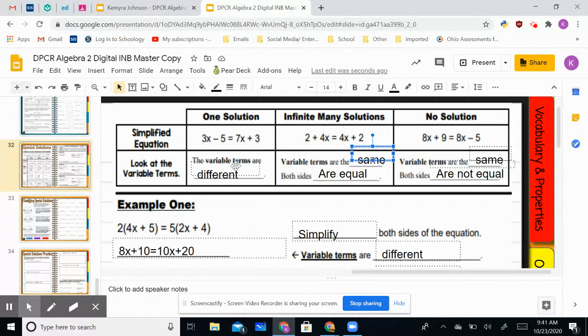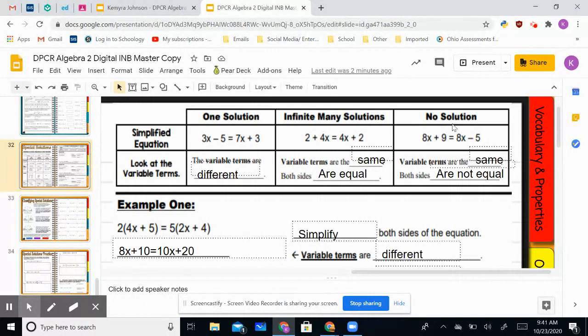What this means is that when you go about solving it, you're not going to end up canceling out your variables, and you'll be able to actually get whatever you have for your variable by itself, and it's going to equal some number. Now, if you have infinite solutions, what you're going to notice about the equation is that both of your variable terms will be the same as well as your constant terms. So everything will be equal in your equation. So the variable terms are the same, both sides will be equal.